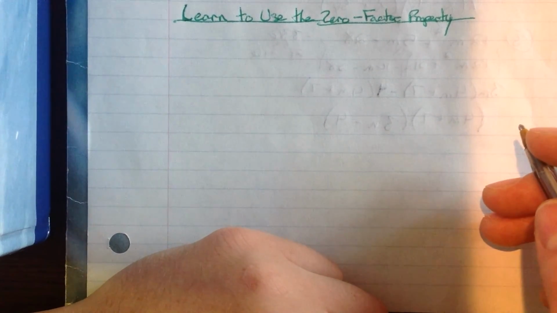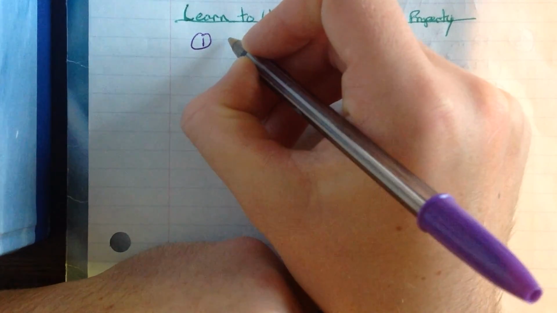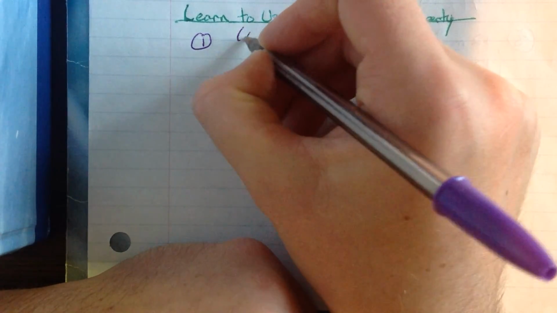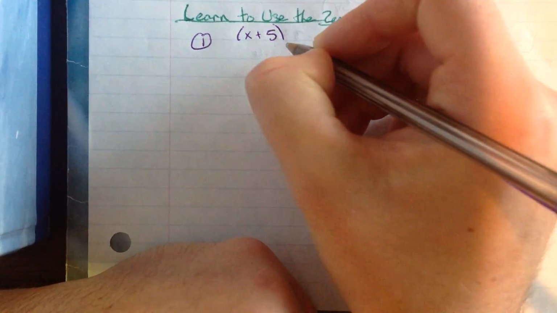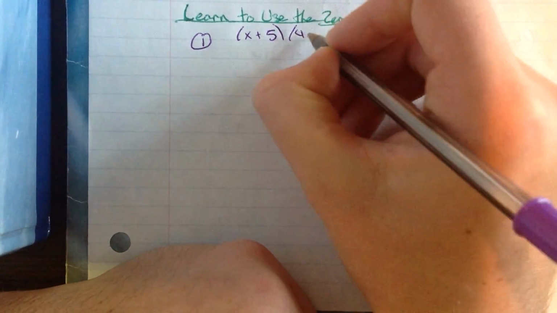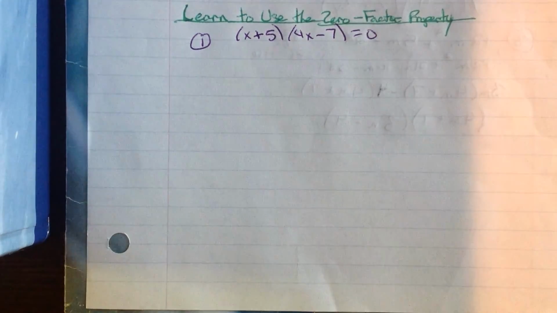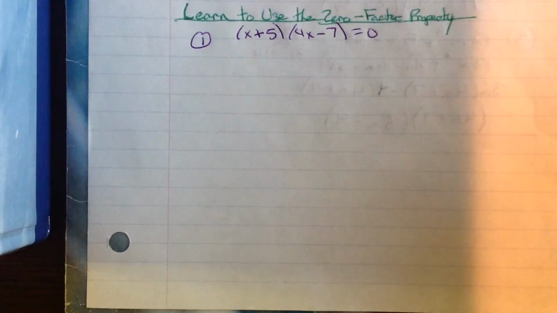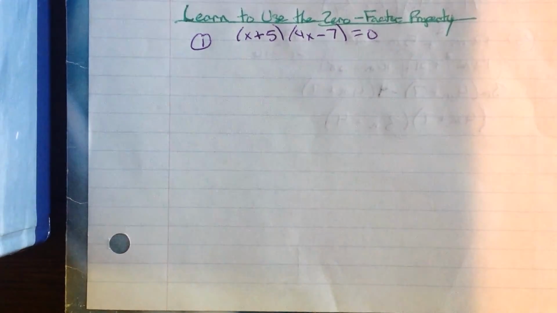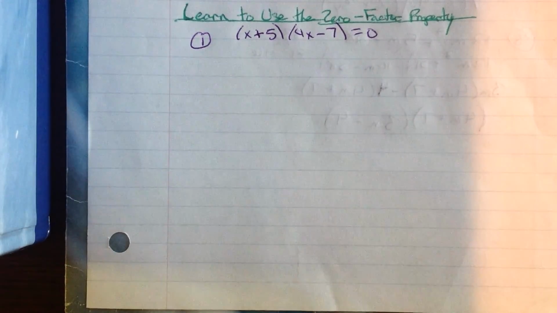Learn how to use the zero factor property. So what happens when we have two things being multiplied that are set equal to 0? For example, x plus 5 and 4x minus 7 set equal to 0. Well, if you think about it, whenever you take two things being multiplied, and as long as one of them is 0, the whole thing's 0.